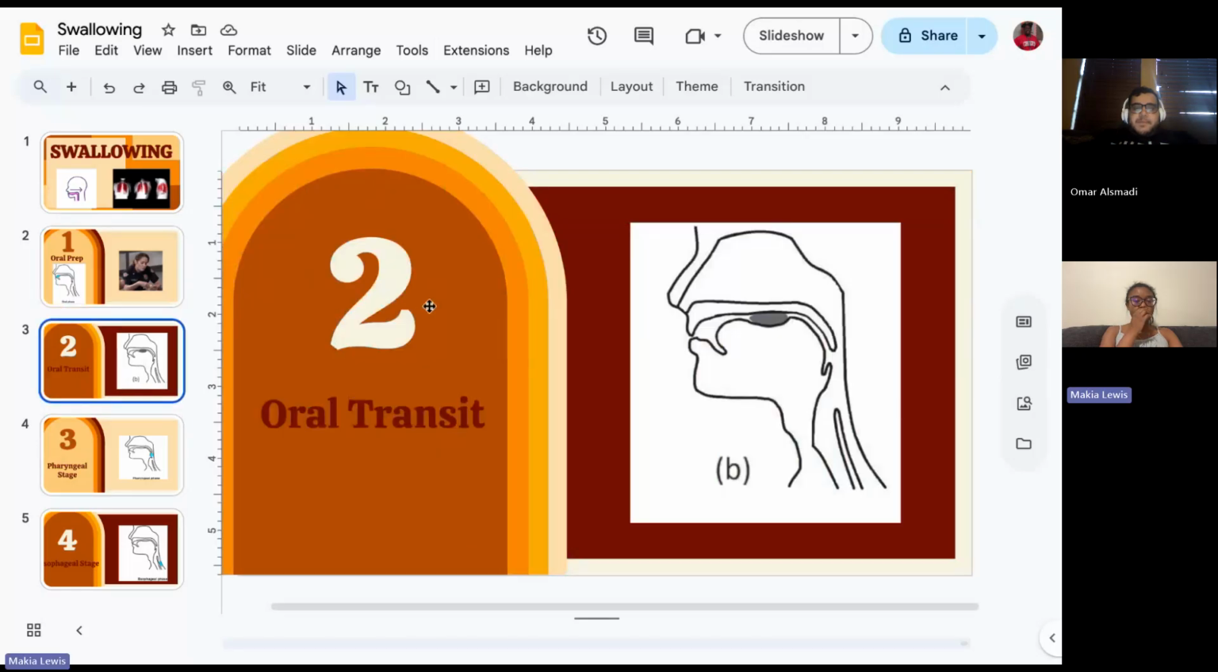All right, and the second phase is the oral transit, and this is basically a picture showing where the food will be located. So once the food is ready, you're in the oral transit stage, and the tongue then moves the food from the front of the mouth to the back of the mouth. Also, while this is happening, your tongue is pressing at the top of your mouth and pushing the food downward. You would then feel a sense of pressure at this moment.